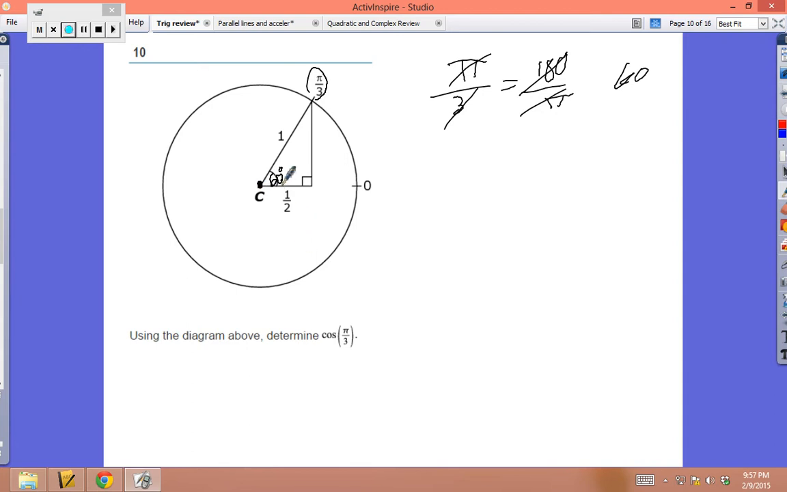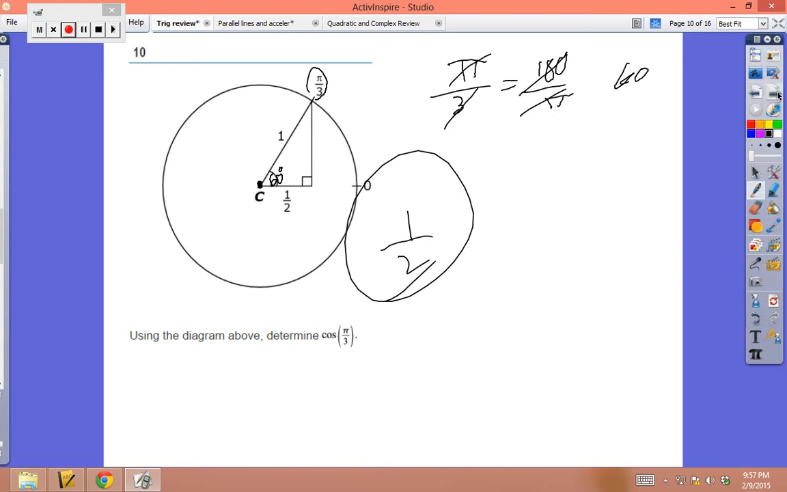So they want the cosine. Cosine is just adjacent over hypotenuse, so it's 1/2 over 1. So it's just 1/2. So they should have asked you for like the sine. So you have to find this piece right here. So that's a pretty good question.